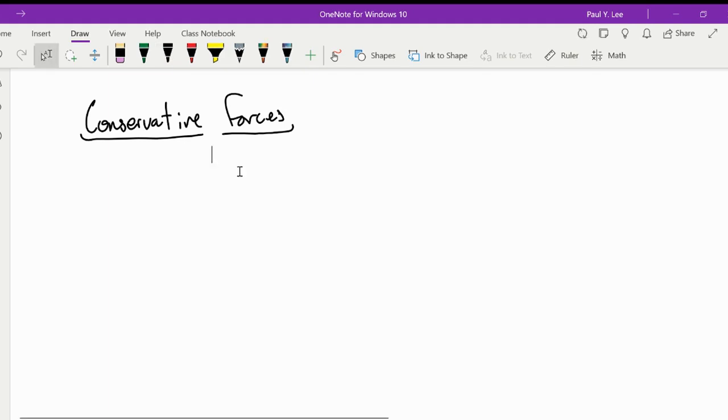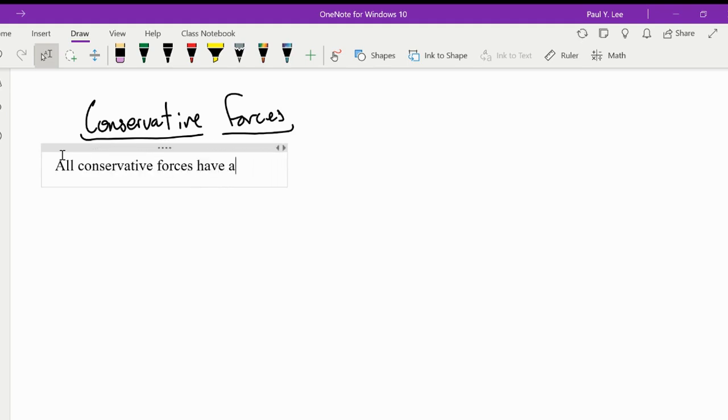So let's begin. The first thing I want to do is I'm going to actually type this out because there's a lot of things to write. Let's go with a couple of known facts. All right. So first, all conservative forces have a U, aka potential energy association.